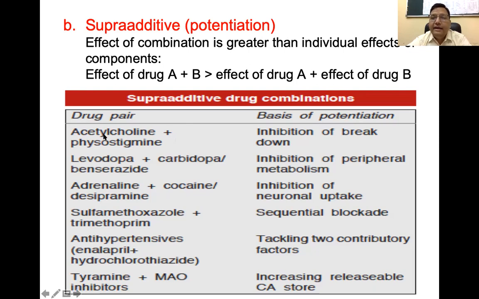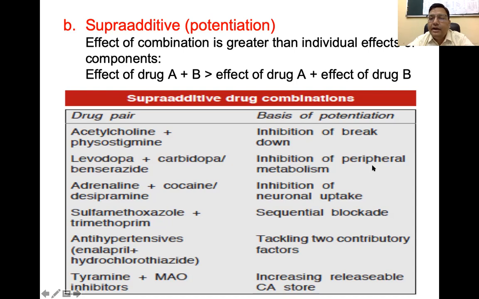Like if we are giving a patient acetylcholine with physostigmine. Physostigmine, I have told you, is an anticholinesterase inhibitor. So it will inhibit the acetylcholine metabolism. So more of the acetylcholine will be there. Based on the inhibition of the breakdown, this combination is going to have more acetylcholine and more of the effect will be there.